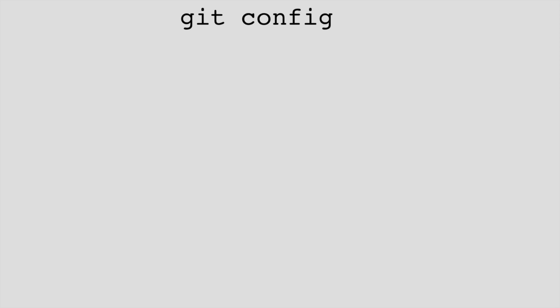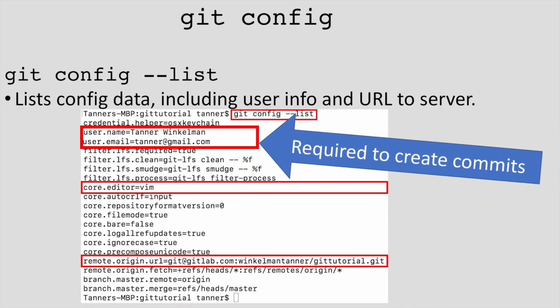Git config. In order to make a commit, Git needs your name and email address. It cannot send you junk. In fact, your email address does not need to be a real email address. The command git config --list prints a list of config data. The useful data here is the user info, the core.editor, and remote.origin.url, which is the URL to the server where your code is hosted. If no user info appears, the git commit command will fail.